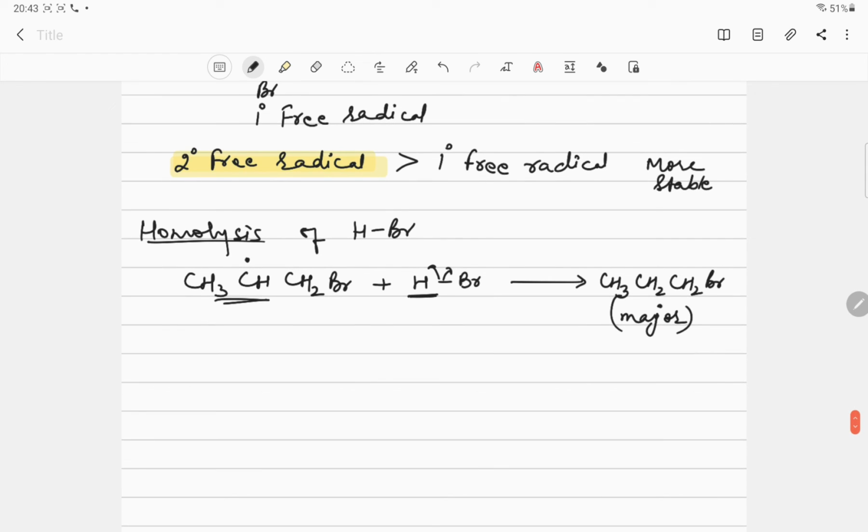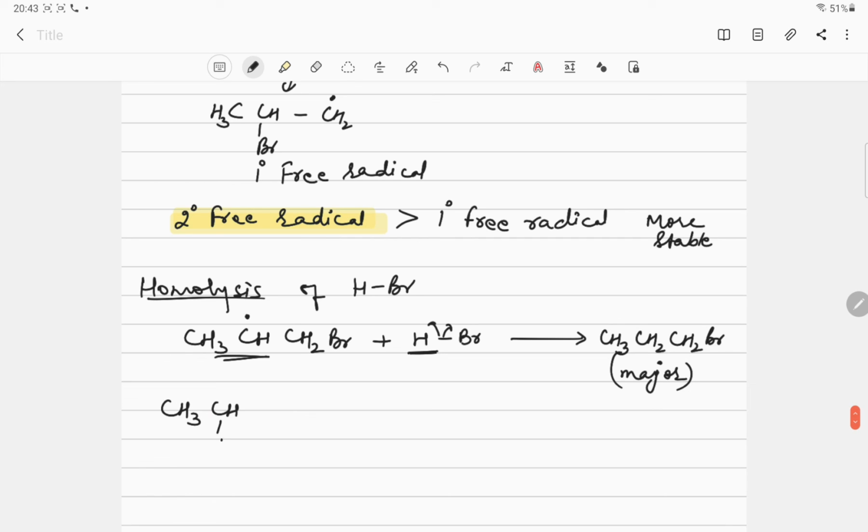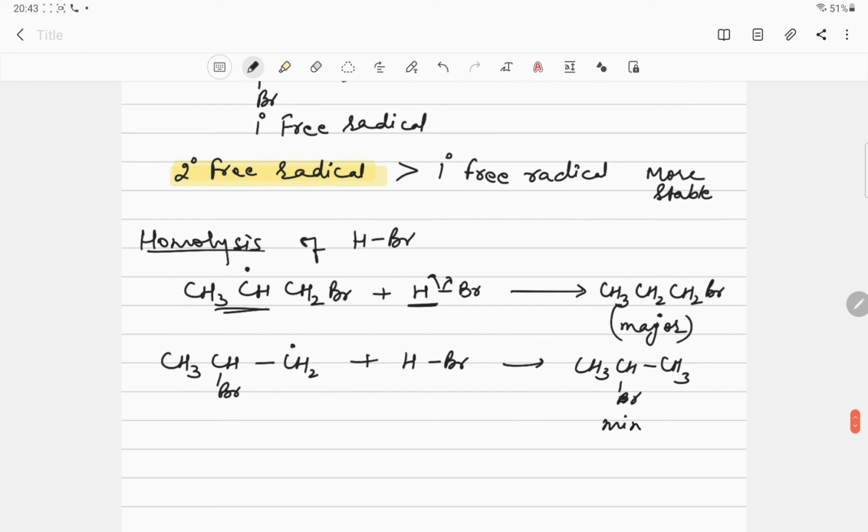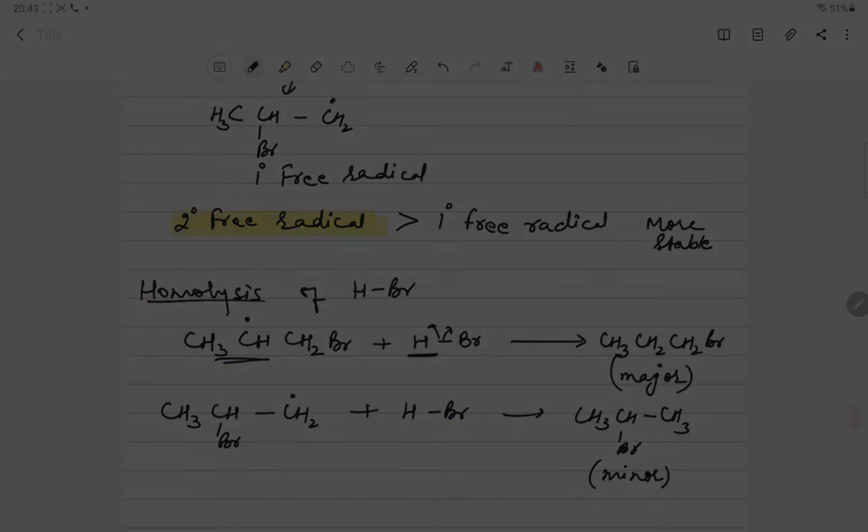1-bromopropane is the major product. Similarly, the other free radical will also be paired up, but that won't be forming the major product, that will be just the minor product. This is the free radical HBr, and that's how it will be forming CH3, CHBr, CH3. So this will be the minor product in presence of peroxide.